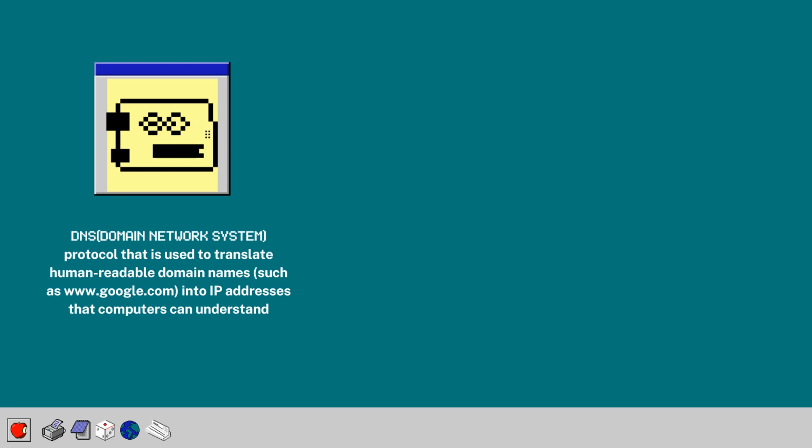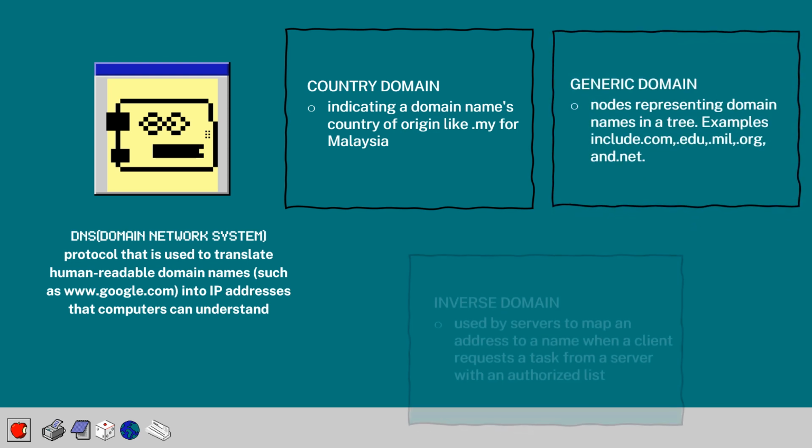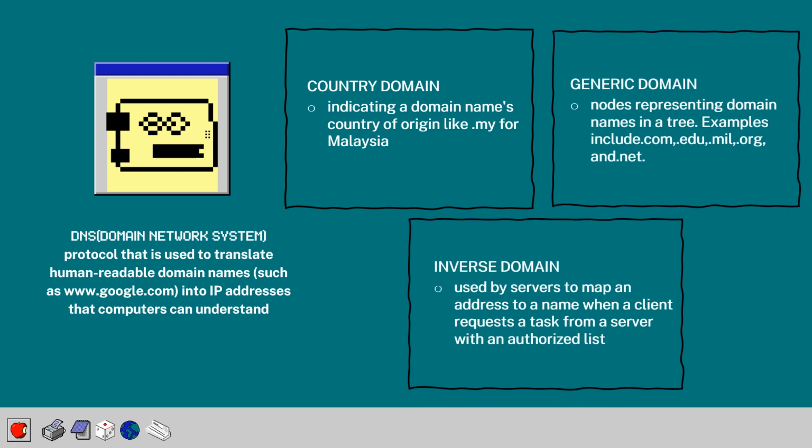So move to the next point, which is DNS, Domain Network System. As we can see, DNS means that protocol that is used to translate human-readable domain names such as www.google.com into IP addresses that computers can understand. DNS also can be divided into 3 groups: country domain, generic domain, and also inverse domain.